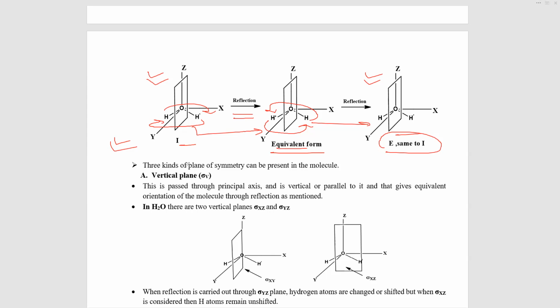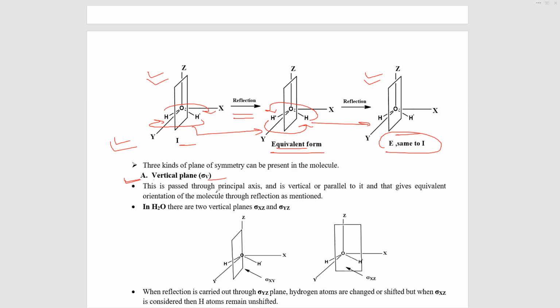So in a molecule, there may be three kinds of plane of symmetry present. The first one is the vertical plane. As the name says, vertical means it should be vertical in the molecule. It should pass through the vertical axis in the molecule. And it is denoted with sigma v. V means vertical, sigma means plane of symmetry.